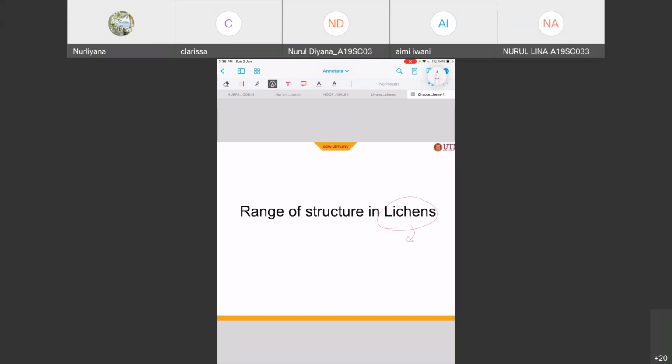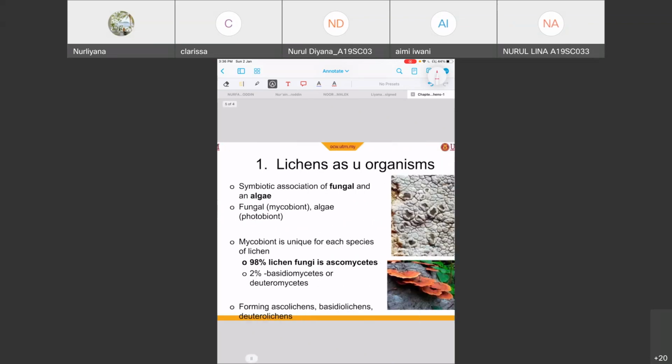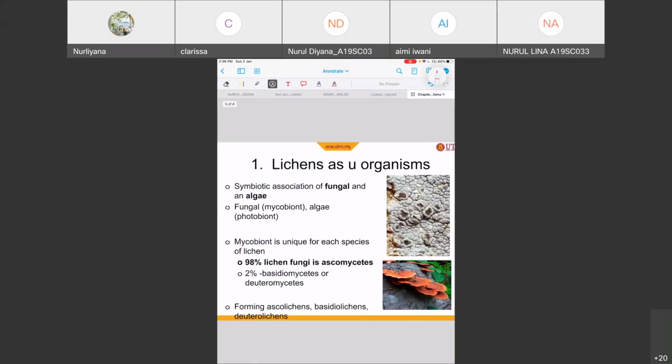Okay, same like lichens. So to get to know the structure of lichens, there are several types of structure of lichens. So basically, sekejap. Okay. So basically, the lichens, they are having a symbiotic association with fungal and algae.